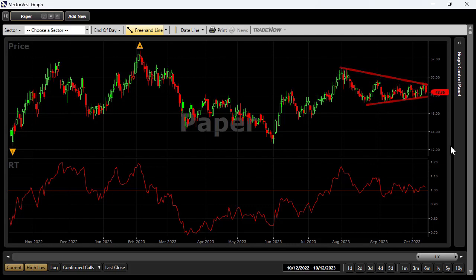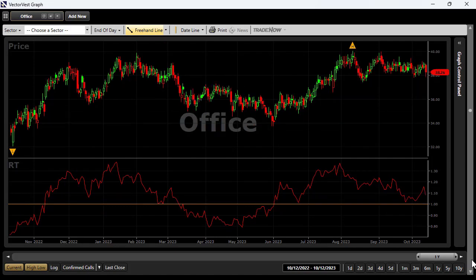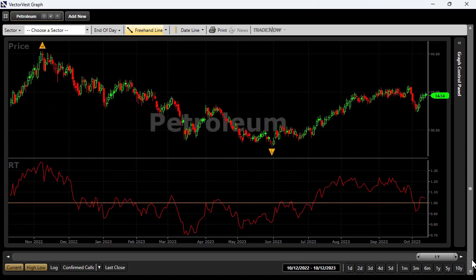Kind of wedging here, right? Creating this little wicked wedge pattern. You got RT trending lower. So this is not a sector that I would particularly favor taking this approach. We may not find, and same thing with office. Petroleum may be something that you might consider here, a little bit different in that got a recent trend over the last 4 months, recent pretty significant pullback, and a resumption.